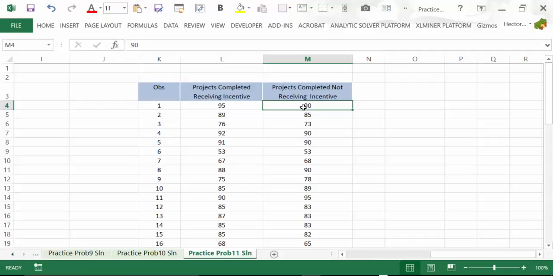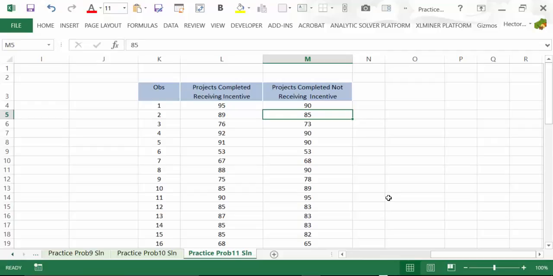You can see that person number 1 went from 90 to 95 after the incentive. Person number 2 went from 85 to 89, etc. Not everybody has to go up, but it looks like many of them did. Here's one that went down, and another one that went down, and actually another. So let's see if that incentive, in fact, makes a difference.